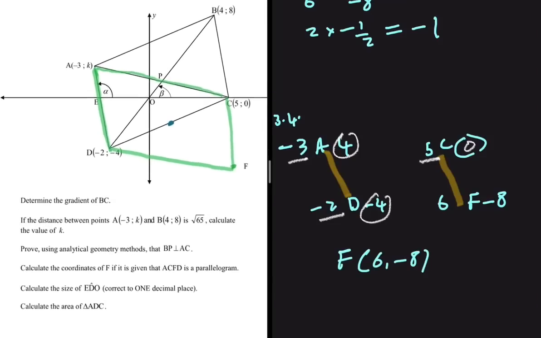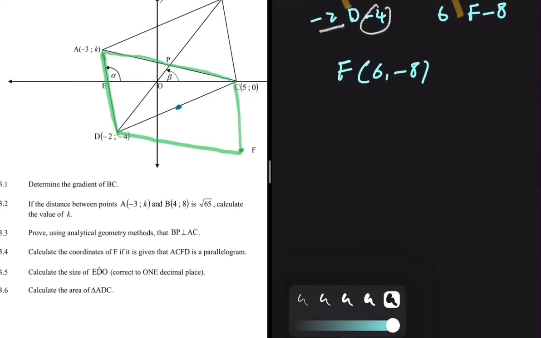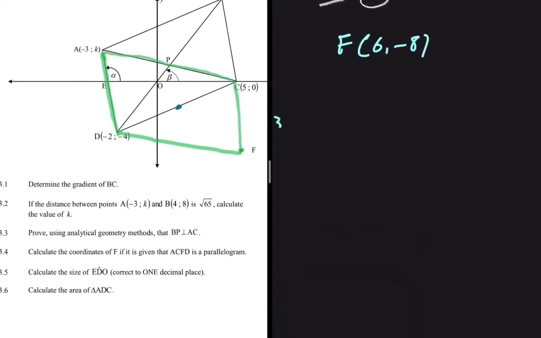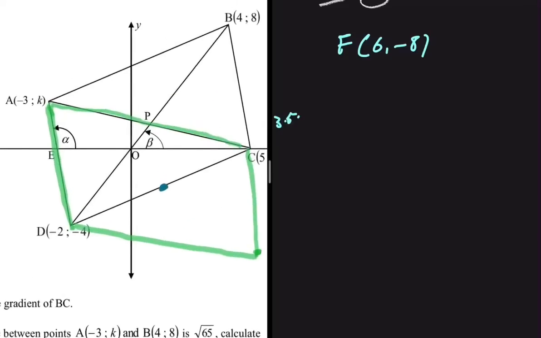Right, let's move to the following question. 3.5: calculate the size of EDO correct to 1 decimal place. So let's go to our diagram and look for EDO. EDO is this angle right here. How can we possibly find EDO?